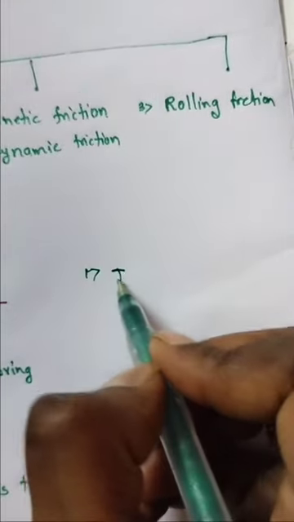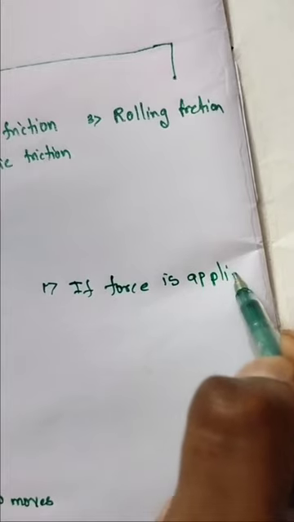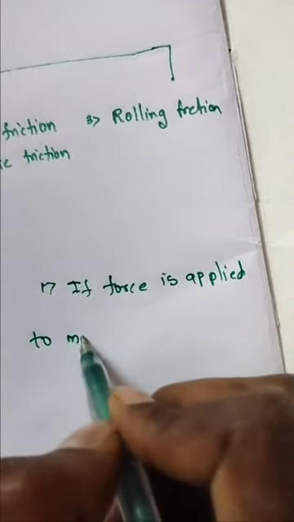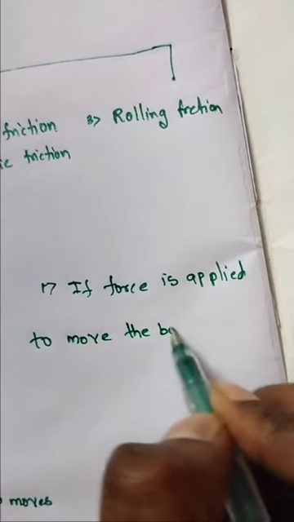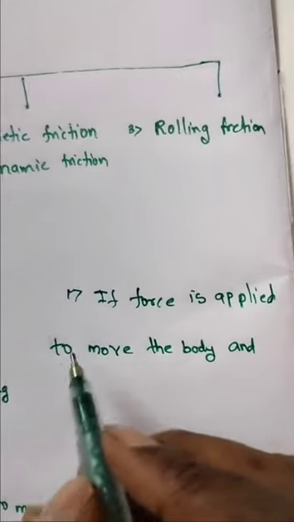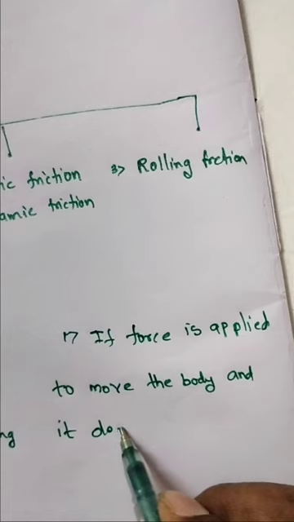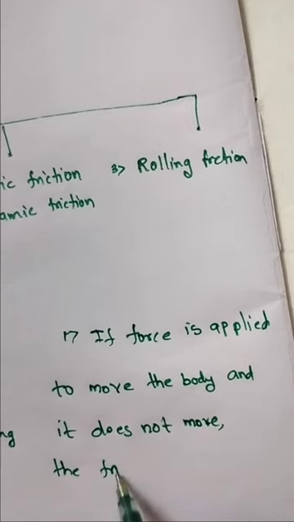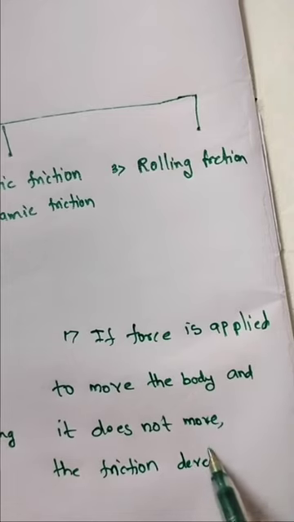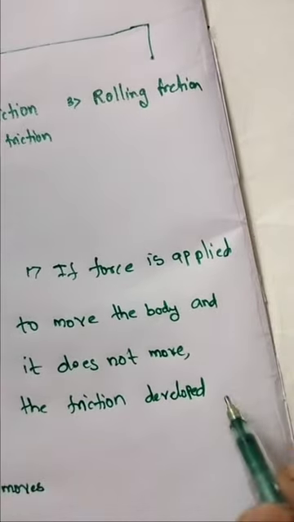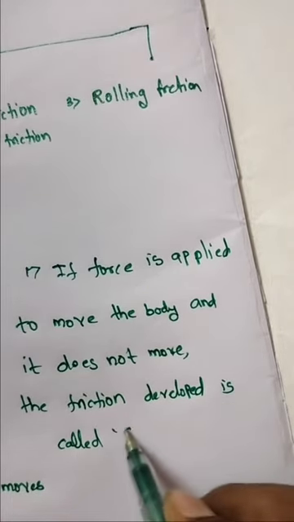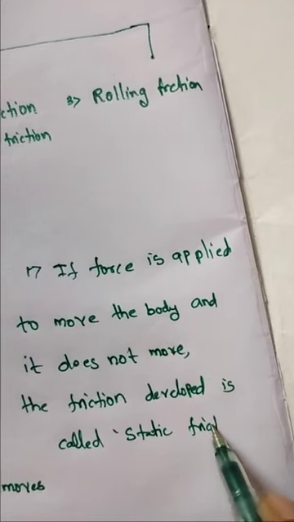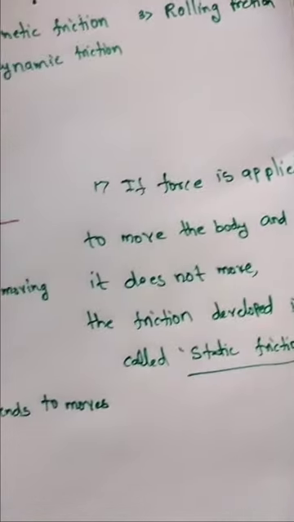So how to write the definition? Very simply: if a force is applied to move a body and it does not move, the friction developed is called static friction. The object is in a rest position.